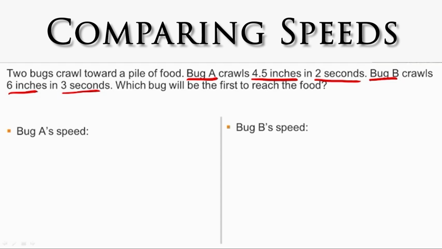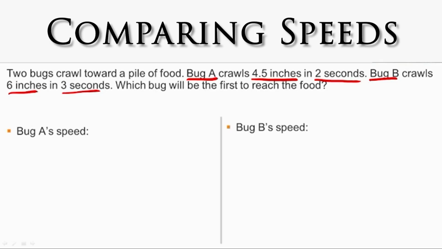Now, in order to solve this problem, let's make a plan. First thing we need to do is identify each bug's rate of speed. After that, we will convert it to a unit rate of speed. We'll compare the 2 unit rates of speed, and the bug with the greater unit rate of speed is going to reach the food first.